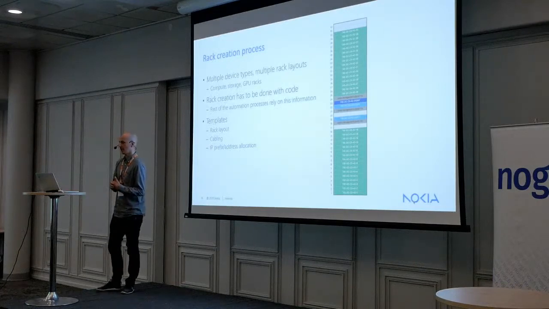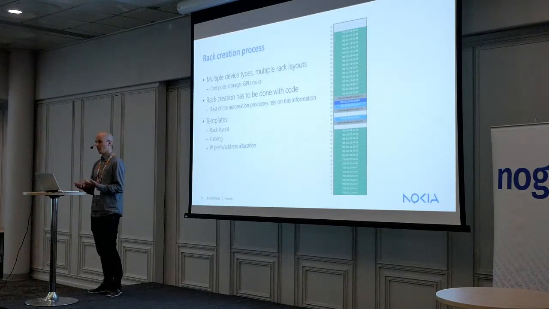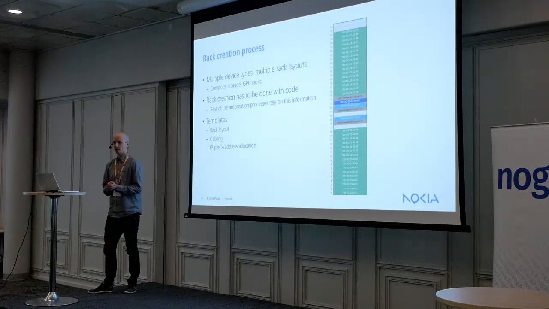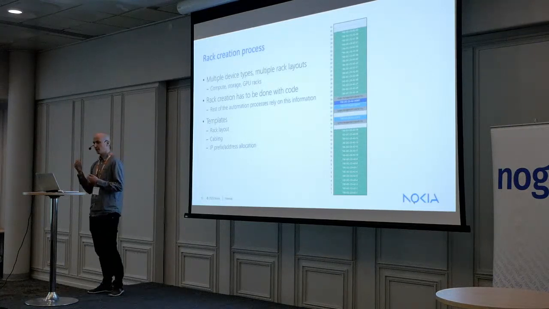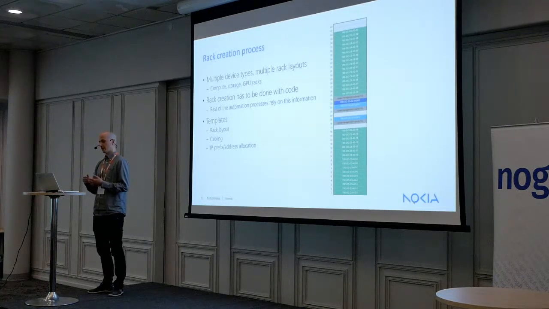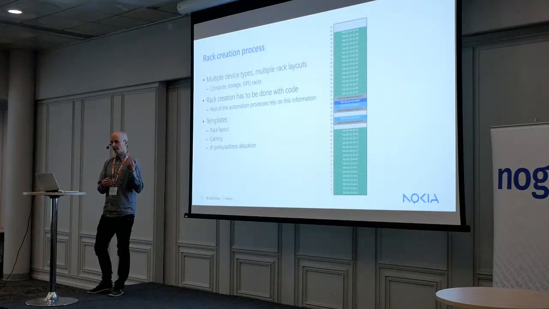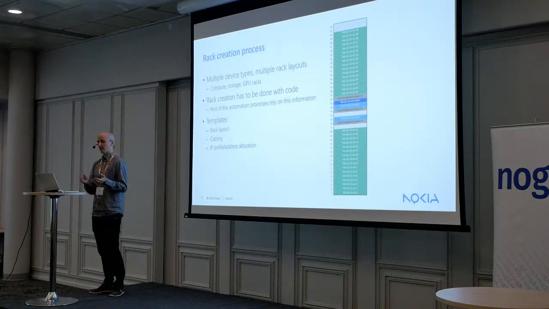And in our case, the only option is to create this documentation with code. And it's very important for us to make it right, as the rest of the automation pipelines depend on this information. For example, the cabling information has to be right.